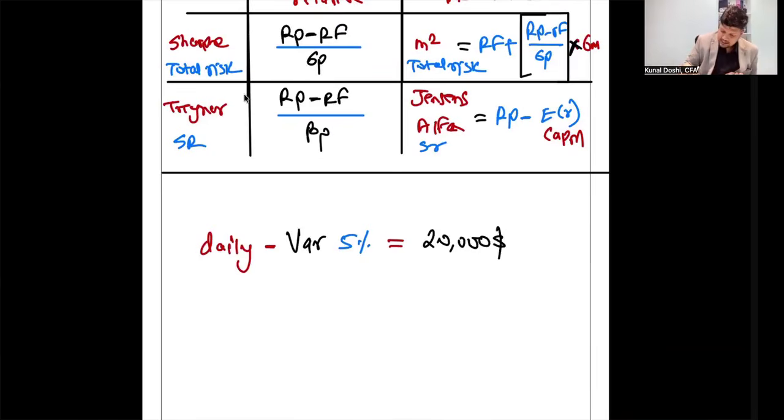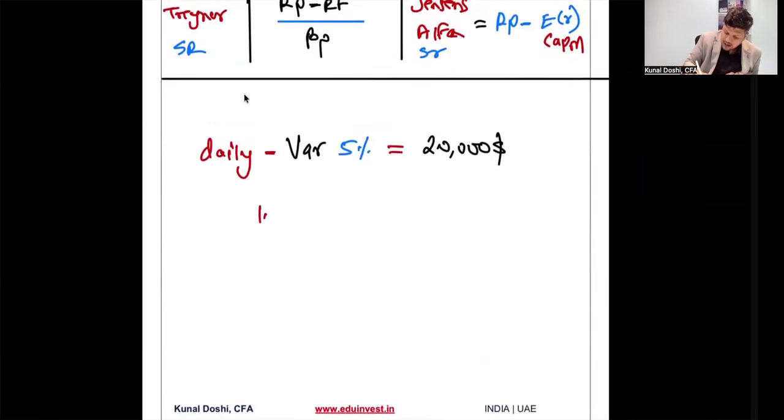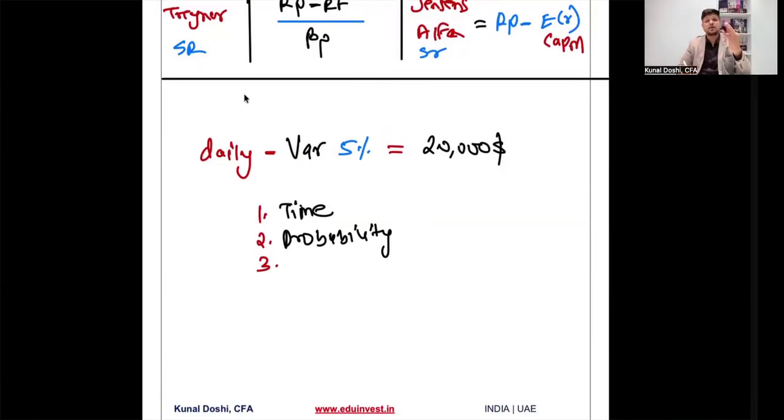It gives me three things. What are the three things it gives me? Everyone, VaR gives me three things. Time, that is the daily amount; probability, that is the chance of the amount; and the most important is the third element, that is the minimum loss. Please write, it's not maximum loss, it's minimum loss.